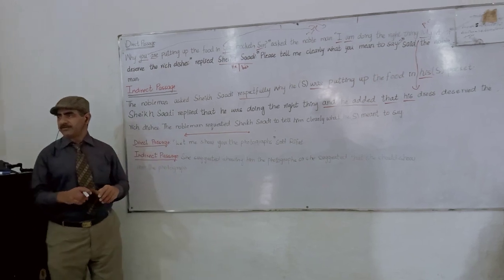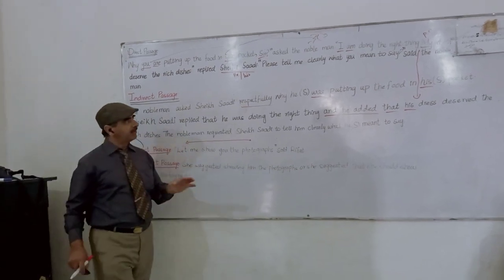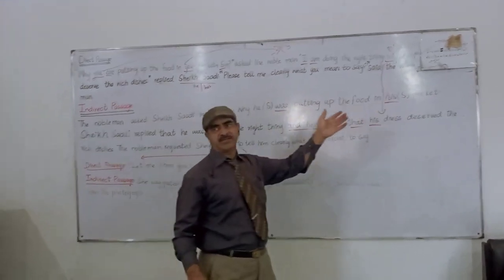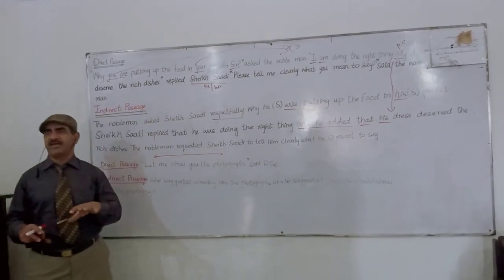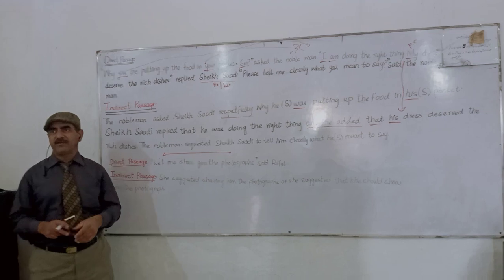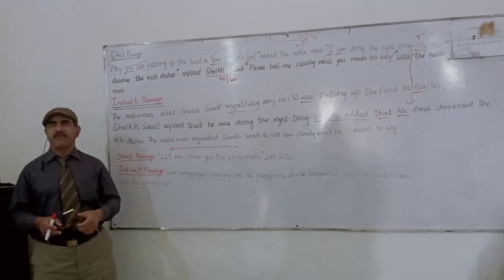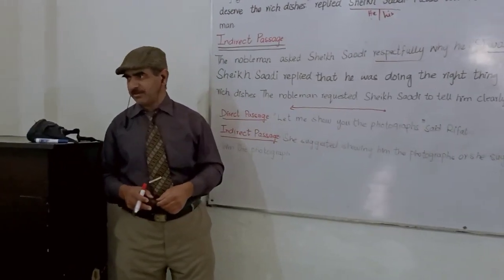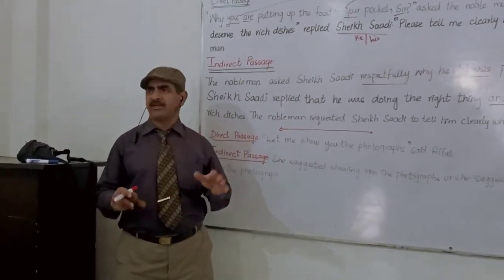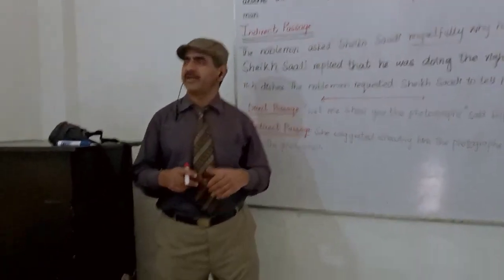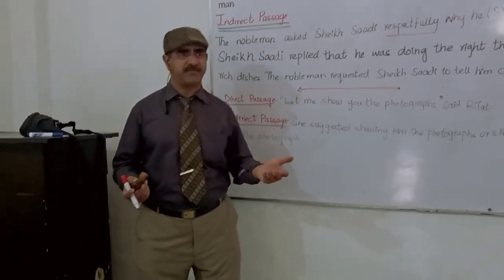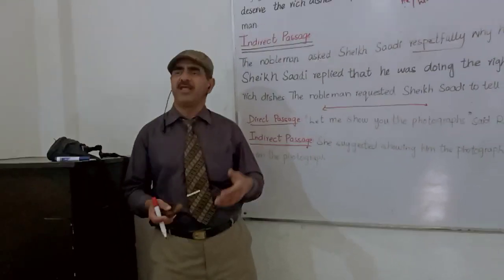What is the meaning of this line? "His dress deserved the rich dishes." Basically, let me tell you, there is an incident behind it. Once Sheikh Sadi went to a party in quite casual dress, and everybody neglected him. Everybody started hating him because he was in quite casual dress, a layman's dress.